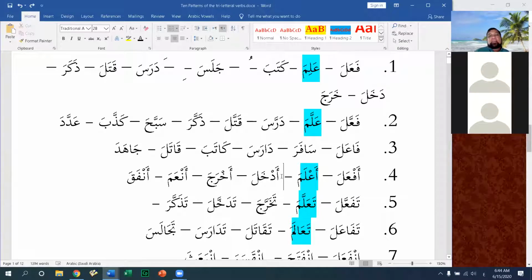Let's take the verb adkhala. The ismul fa'il would be mudkhilun. Ismul maf'ul would be mudkhalun. And al-masdar would be idkhalun. So if we were to use an example, if we were to say أدخل الله المؤمن الجنة, أدخل الله المؤمن الجنة إدخالا. Allah gave the believer entrance into Jannah. And then idkhalan is emphasizing the action.